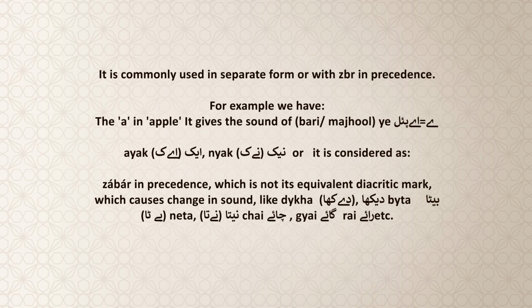For example, we have taken this example before, the A in apple. It gives the sound of badi ye. For example, we'll take the English word apple, and the A in here gives the sound of badi ye, or what we call majhool. Badi ye is commonly used in separate form or with zabar in precedence. These are two ways. When we use badi ye, it will give its own sound, or mostly it is used with zabar in precedence, or zabar before.